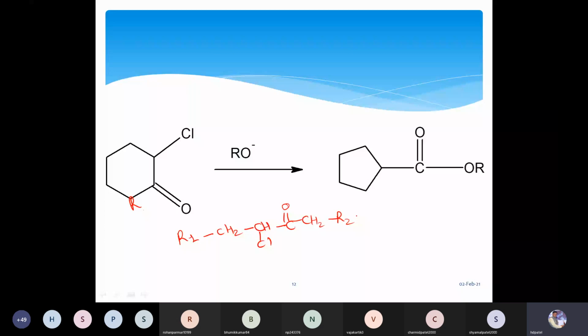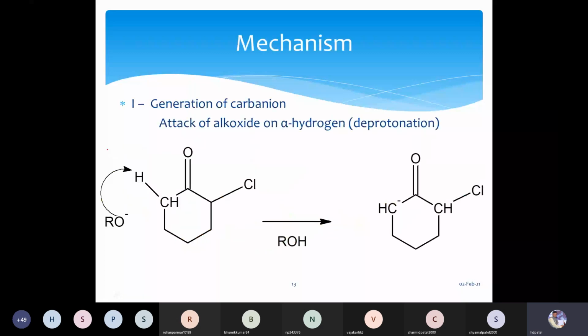So this hydrogen CH2, instead of CH2 I can write CH and H. The first step is the attack of RO minus. When RO minus is attacking on the compound, then H will be eliminated as H plus, so we can call it deprotonation. The first step is deprotonation. Deprotonation is possible by alkoxide, and as a result we get a carbanion. So this step is known as generation of carbanion.